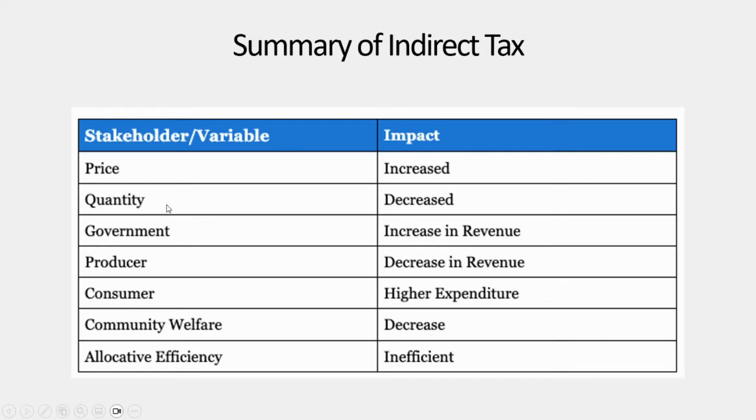Summary of indirect tax. The price will increase. The quantity will decrease. The government will get an increase in revenue. That's the tax box. The producers will get a decrease in revenue. Consumers will have to spend more. The community welfare will decrease, and this is an allocative inefficiency. But just because it's an allocative inefficiency does not necessarily mean it's the wrong decision. It might be correcting a market failure, like an externality.